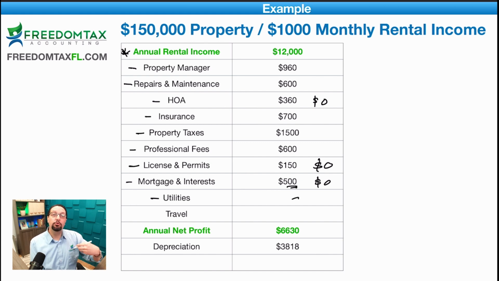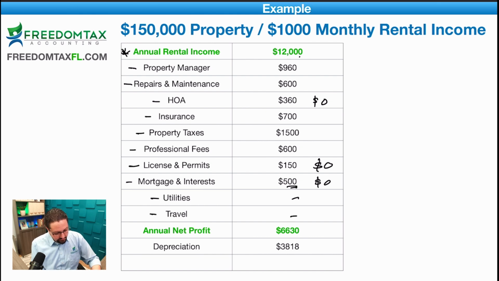And also, if you travel for business, if you need to travel from your country to the US to take care of anything related to your rental property, you can deduct your travel expenses as well. Your airfare, your hotel while you're in the US, the car rental, your meals while you're in the US doing business for your rental property, you can have those travel expenses deducted as well.